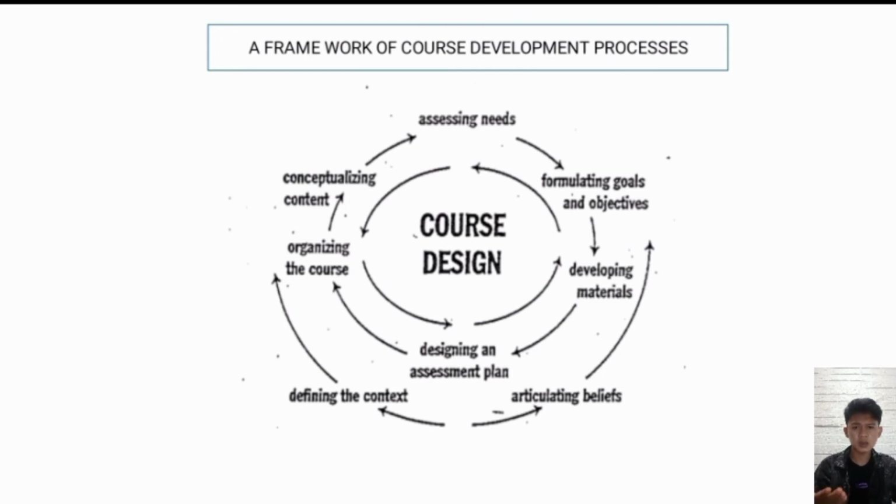The image shows that there is no hierarchy in the process, and no order in the achievement. Course design can start anywhere within the framework. That is, the components are interrelated. And then the next material will be delivered by my friend.